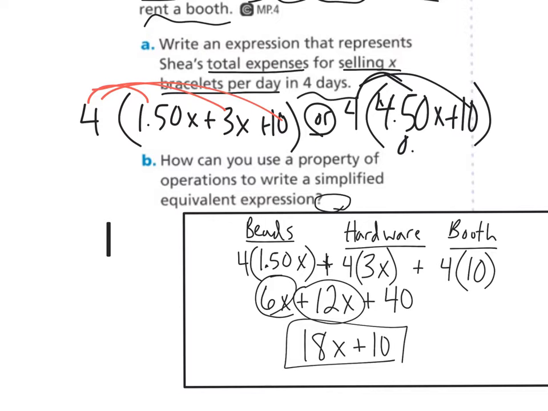Or 4 times your total bracelet cost, so 4 times $4.50x that we're paying each day for the bracelets, and then plus 4 times 10. Okay, so that's 4 different ways that we could write an expression that technically answers what they're wanting us to do in part A. Alright, so there might be more than one way to do this problem and still get the correct answer.